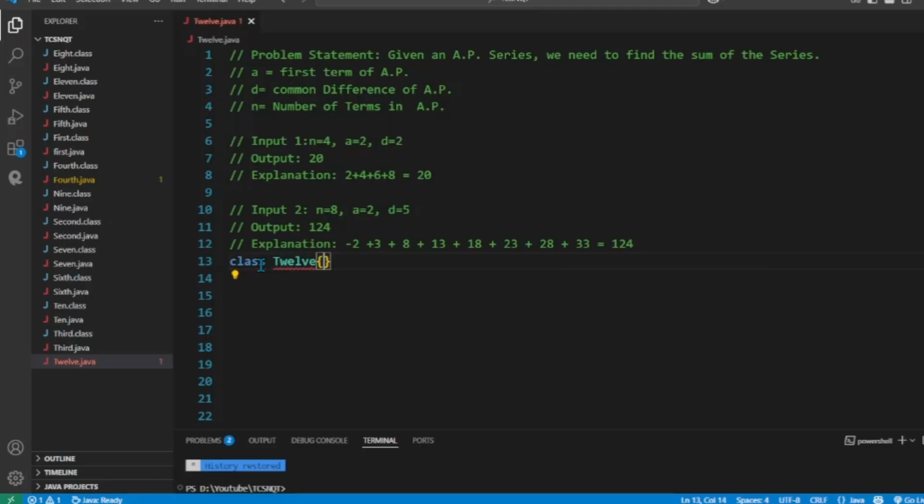12. Why 12? Because before that I already created 11 videos. Okay, and then public static void main, public static void main String.